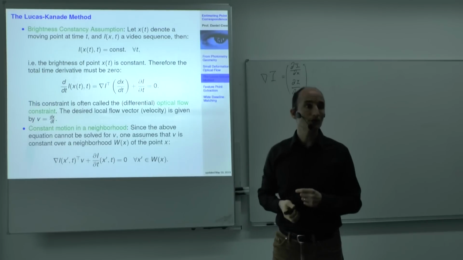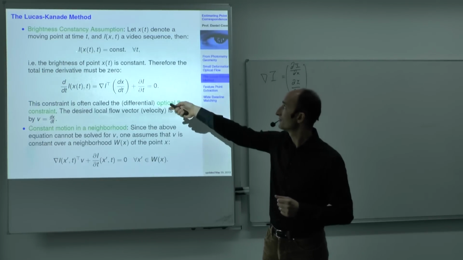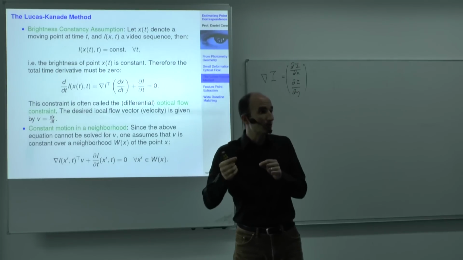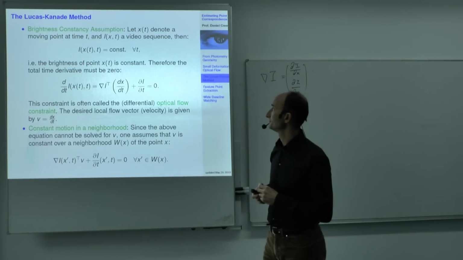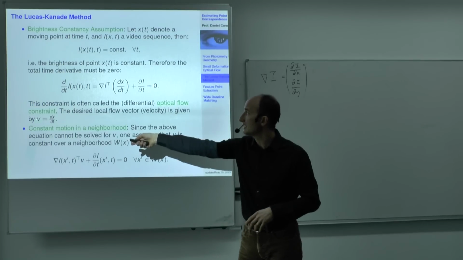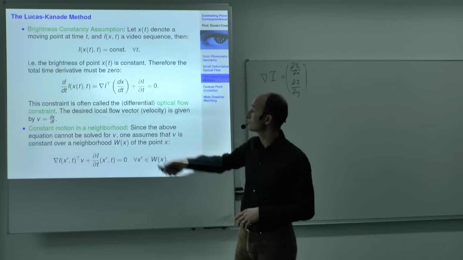And this is what we want to find out. So the goal is, from the brightnesses, to figure out what is the velocity. How do points move on the image plane? And so that is exactly the vector we are interested in. We'll call it v later on. So this is our velocity vector v.